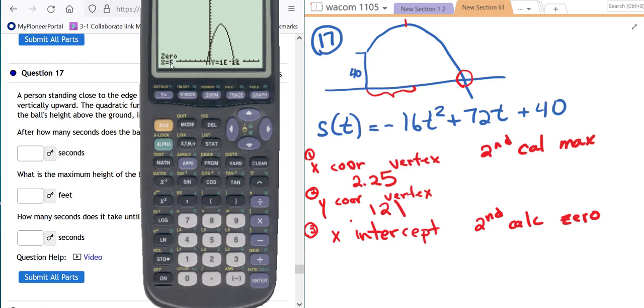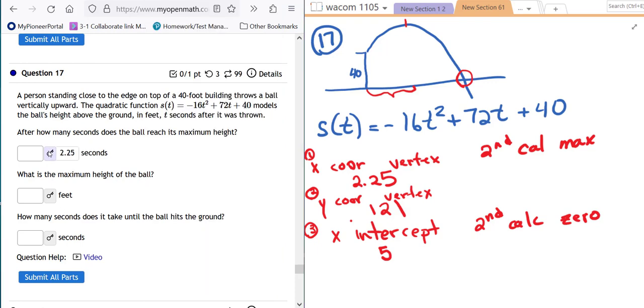All right, and so I have 5, and this is 1 times 10 to the negative 11. This is scientific notation, which is super, super, super tiny, which means 0. So that is very close with round off error. So we're going to say 5 for this x-intercept. All right, this was so tiny. All right, let's look at their answers. So 2.25, 121, and 5.